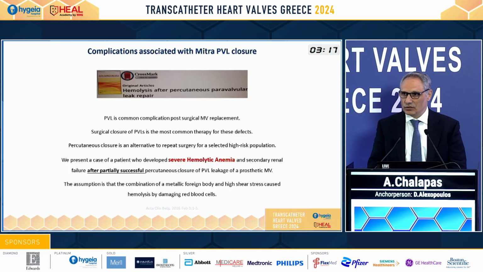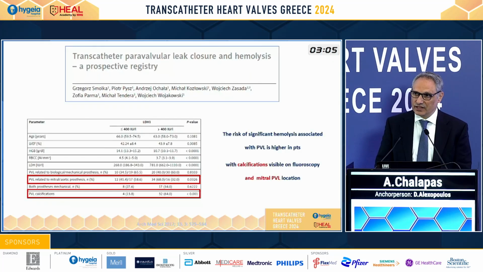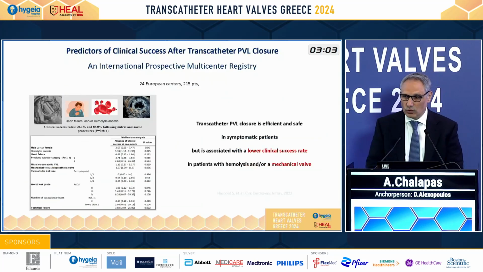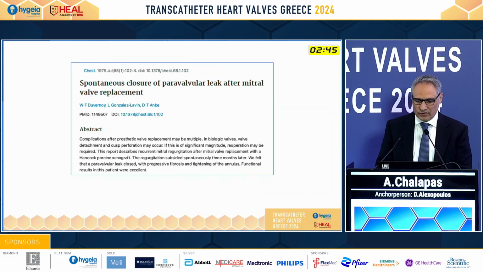Hemolysis is another complication that can be seen during the follow-up of our procedures, and it is seen mainly after not totally occluded defects, in partially occluded defects, in severely calcified cases, and of course more often in mechanical valves. In such cases, the first approach is to wait, hoping that the epithelialization of the occluder device and the development of fibrosis is going to close these defects, diminishing the disruption of the red blood cells.